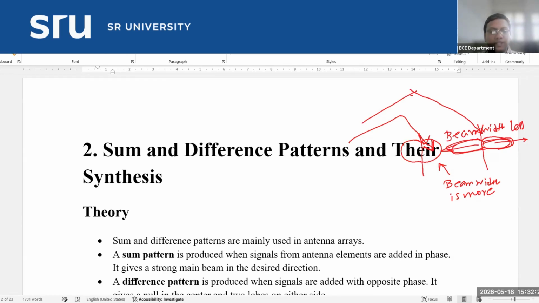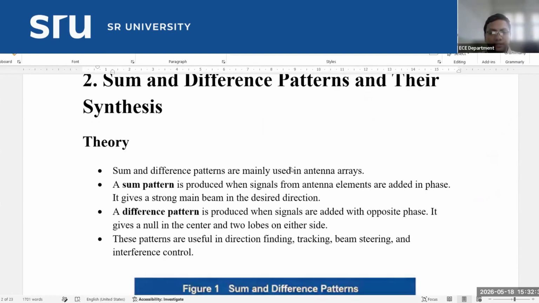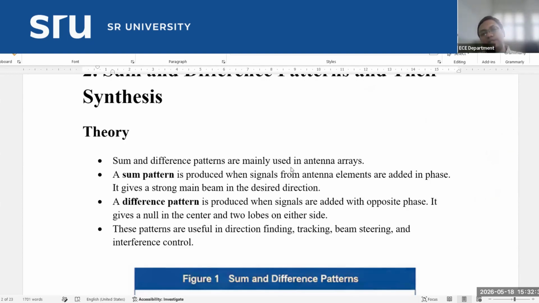Now let us come to this topic, the sum and difference patterns and their synthesis. So what is sum pattern? What is difference pattern? Basically, sum and difference patterns are associated with antenna arrays. So what is antenna array?